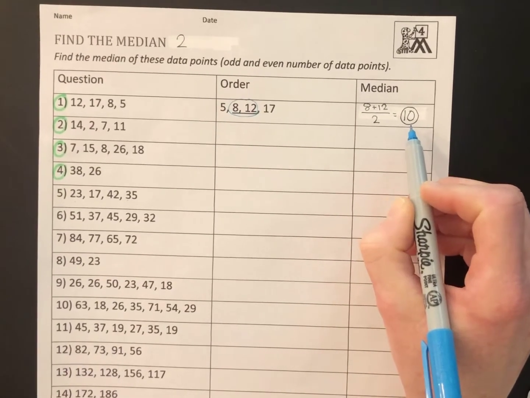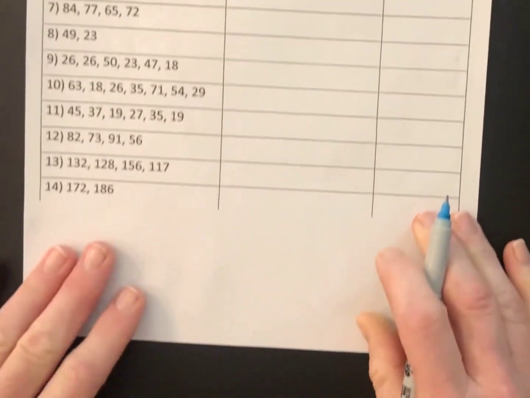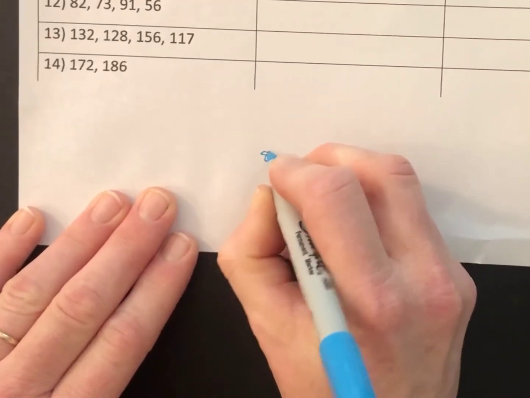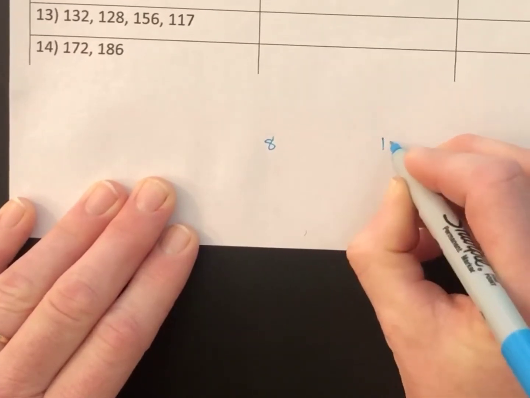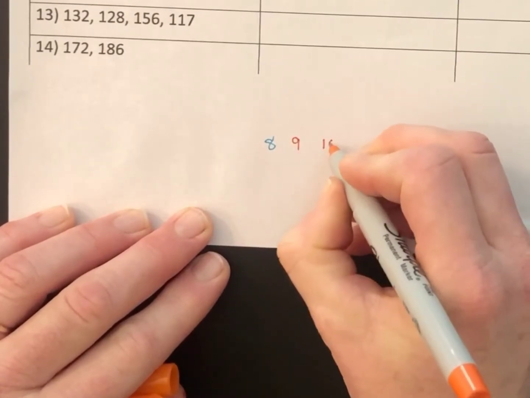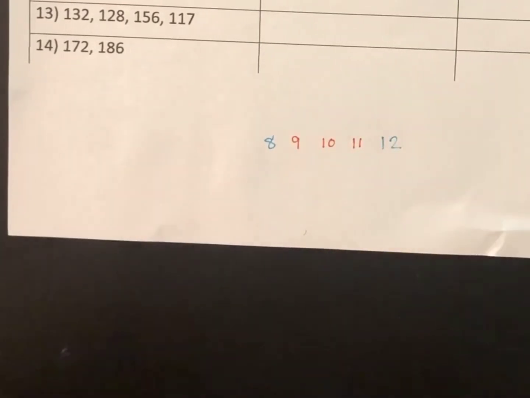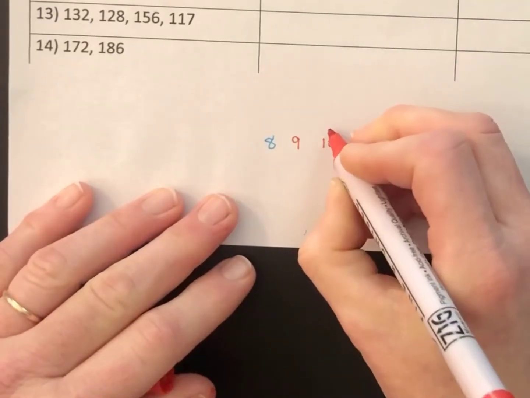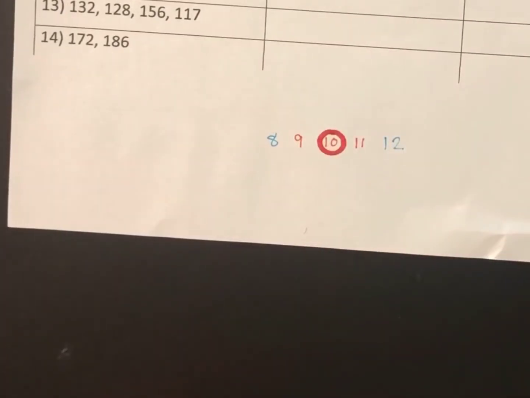And honestly, just so you know, 10 is smack dab in the middle of 8 and 12. 8, 12, right? So if I put numbers in between, 9, 10, 11, you see, it gives me the exact middle number. So that is the method for finding the number that is in the exact middle.